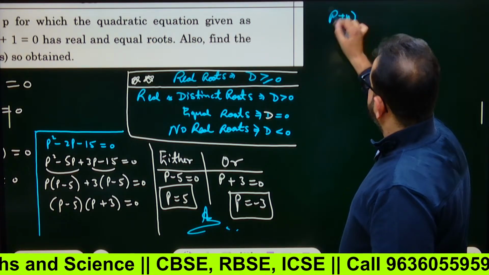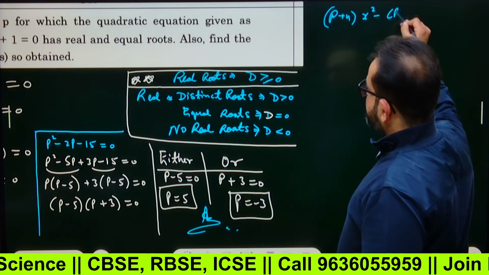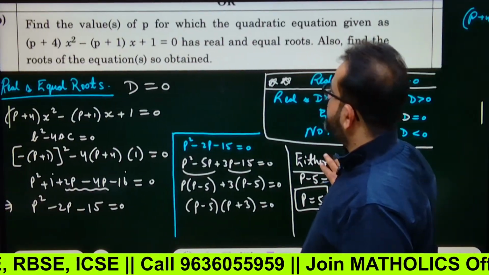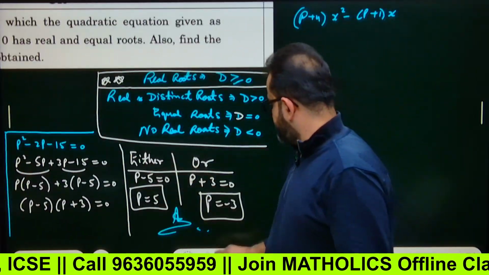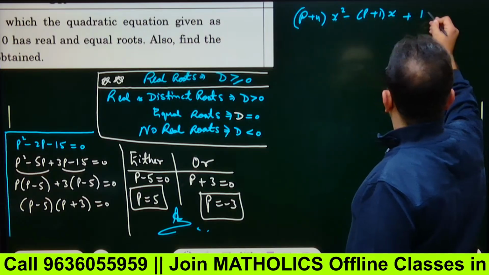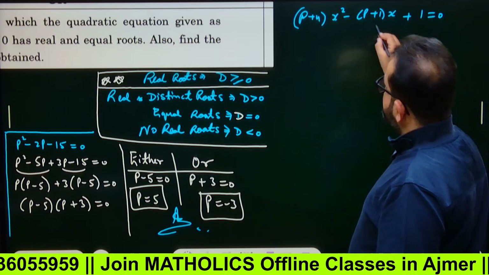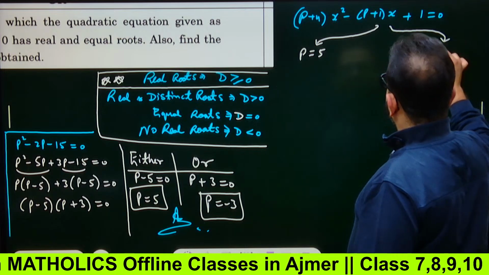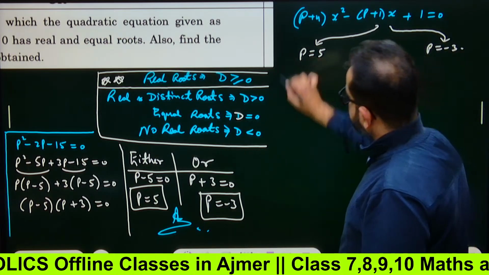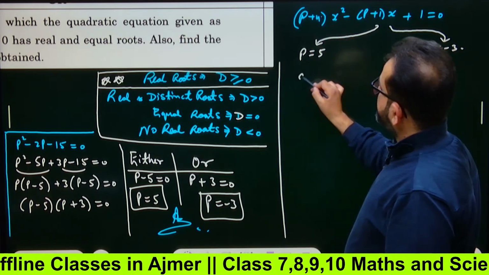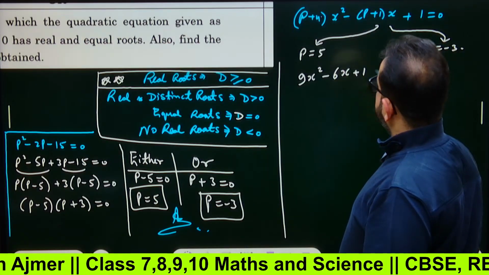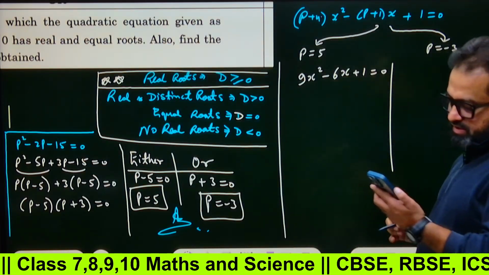P plus 4 into x square minus p plus 1 into x. This was the equation, yes or no? (p plus 4)x square minus (p plus 1)x plus 1 equal to 0. Now one time you put p equals to 5, another time you put p equals to minus 3 and get the equations. So 5 plus 4, it will be 9x square minus 5 plus 1, 6x plus 1 equal to 0. Got the point? You just have to put the values.